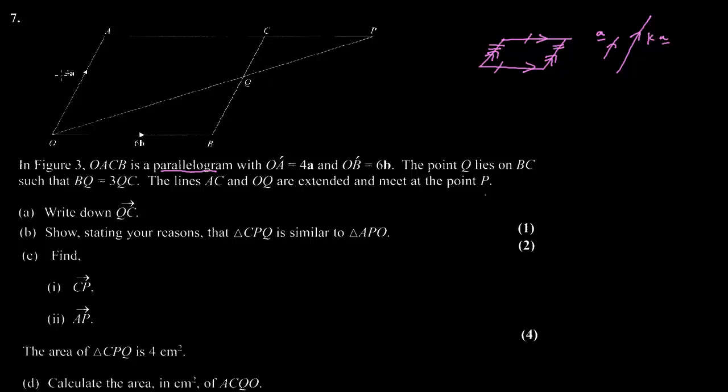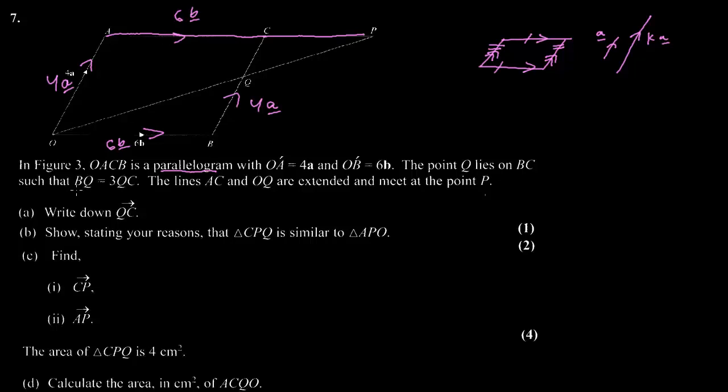So if OA is 4a here, then this BC would also be 4a. And similarly, if OB is 6b here, then this AC, this portion, would also be 6b, because in a parallelogram the opposite vectors are not only parallel, they're also equal. Okay, that information is done.